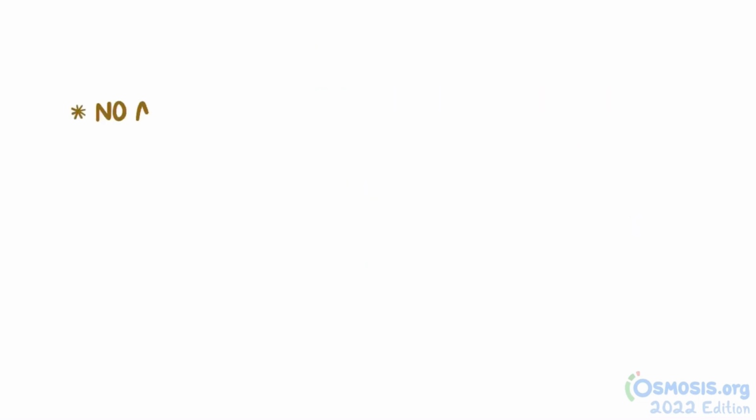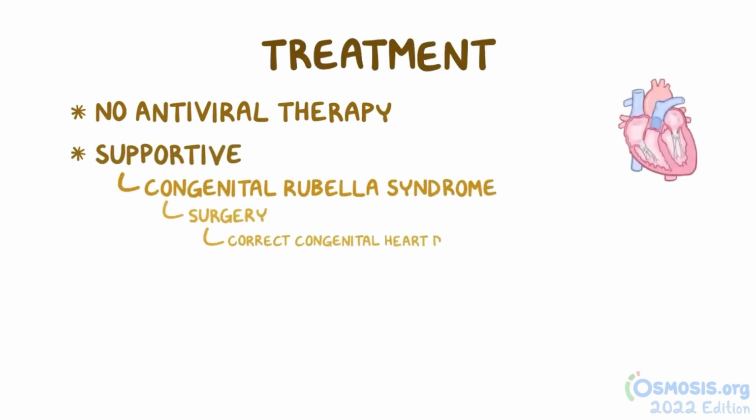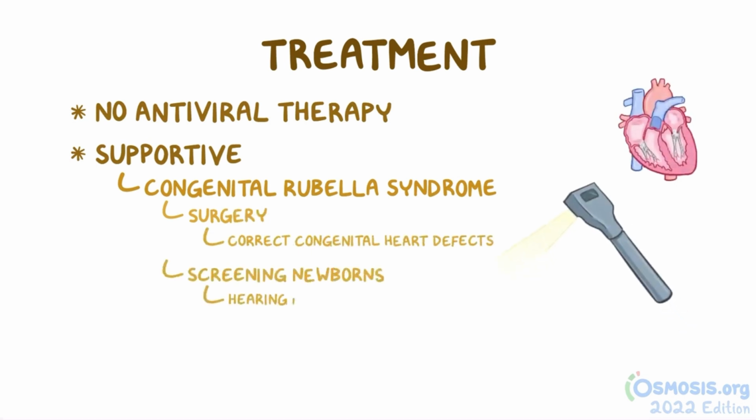Now, there's no specific antiviral therapy for rubella, so treatment is supportive. With congenital rubella syndrome, treatment might involve surgery to correct congenital heart defects and screening newborns for hearing and vision issues.